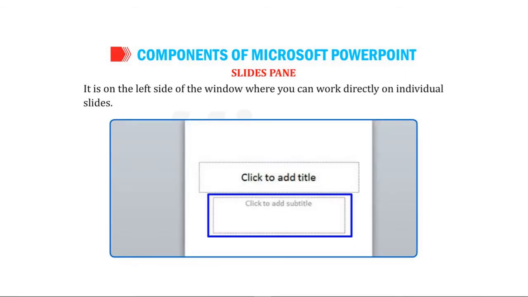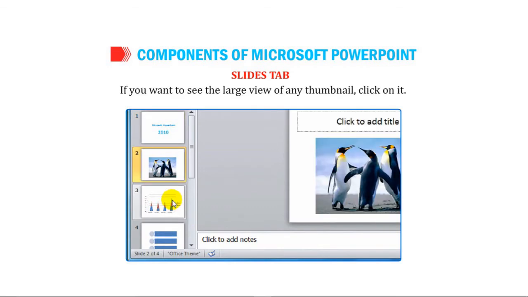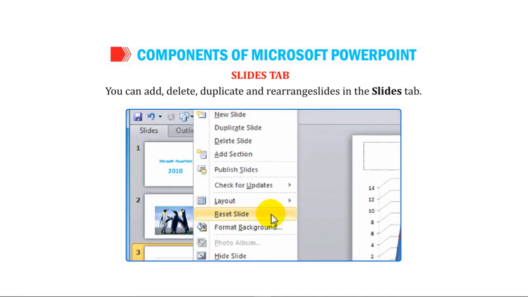Next is Slides pane. It is on the left side of the window where you can work directly on individual slides. Next is Slides tab. It shows a thumbnail version of each slide. If you want to see the large view of any thumbnail, click on it. The selected slide appears in the Slides pane. You can add, delete, duplicate, and rearrange slides in the Slides tab.